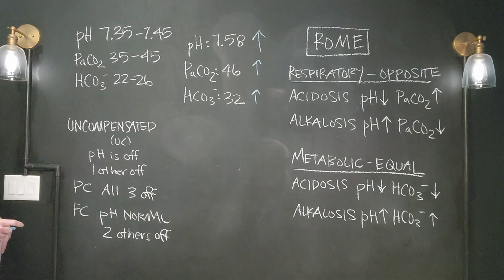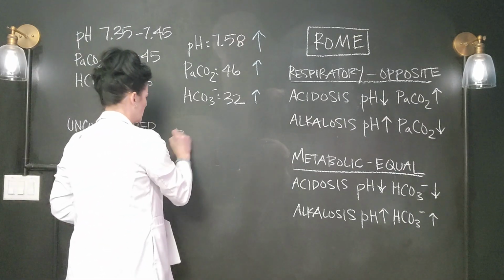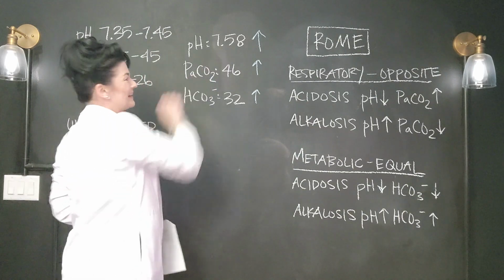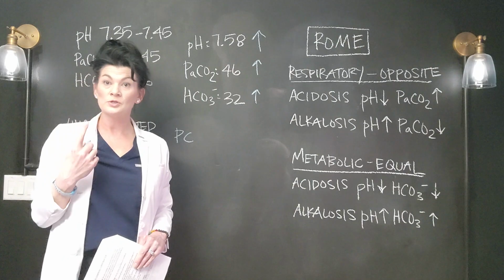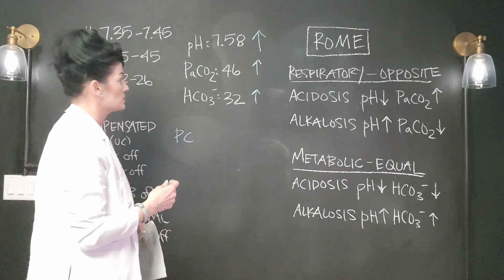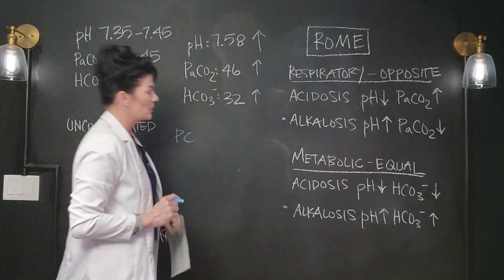All right, so let's go over to our compensations. Oh, there's only one of them where all three values are off. So in this case, partially compensated. Now, are we looking at acidosis or alkalosis? Well, again, we said as the numbers get higher, we are looking at alkalosis. So we're going to be looking at this little bad boy here and that little bad boy right there.